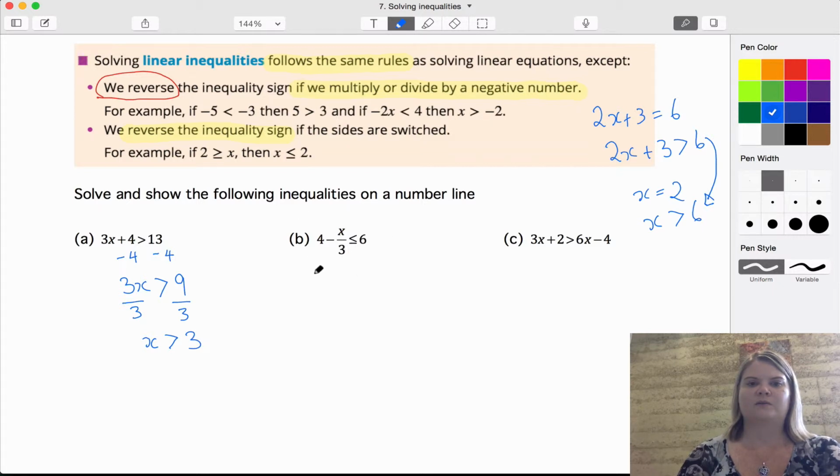Second example, 4 take away x over 3 is less than or equal to 6. So we're just going to keep this less than or equal to sign the same. First thing I'm going to do is not add 4, subtract 4 from both sides. Negative x on 3 is less than or equal to 2. Now I'm going to multiply by 3.